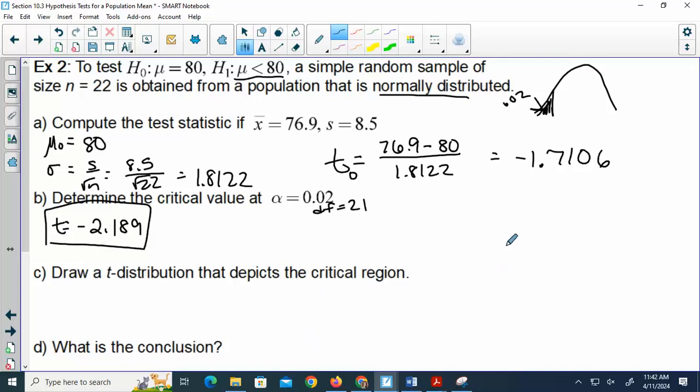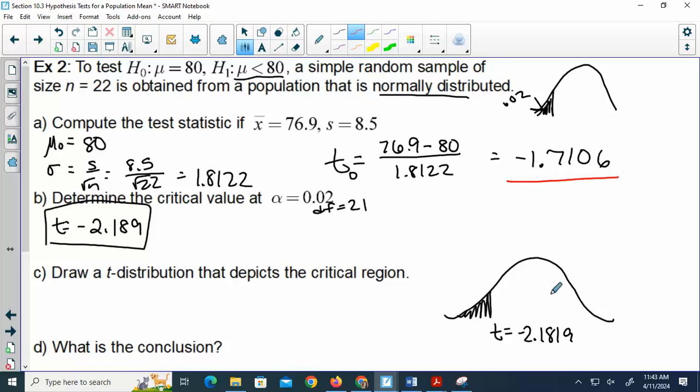So if we were doing this based off the classical approach, it's saying, all right, if you are in this shaded region, then we would reject. We got the t, the cutoff is the negative 2.189. So anything there, we reject. What was the t for our sample? Okay, so remember this is when t equals 0. So is negative 1.7 in that shaded part?